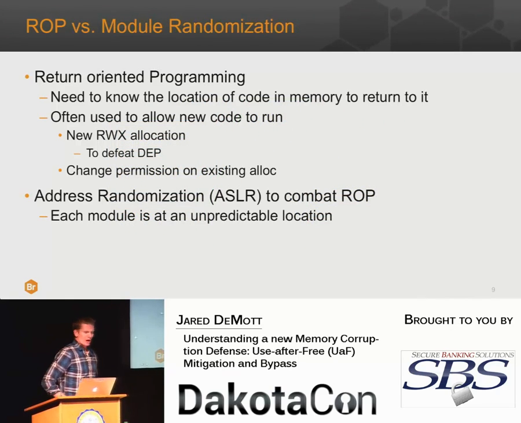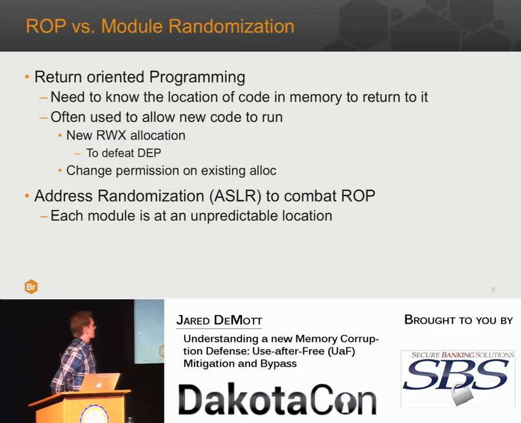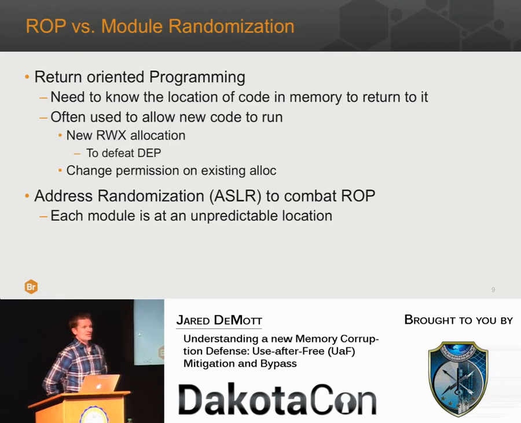So the way we want to deal with ROP is essentially ASLR and DEP, such that you don't know the address of any module, right? If ASLR and DEP actually work, then you don't know the address of a module, and you can't create a functioning ROP chain.